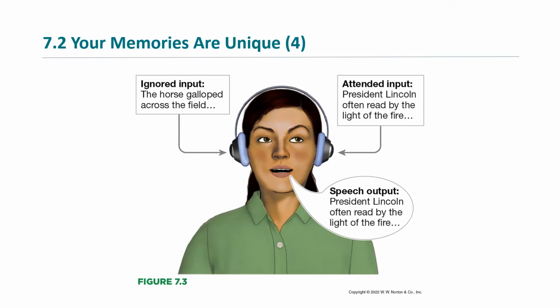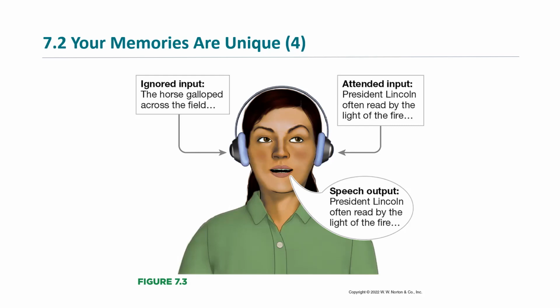And this is an example of one of his experiments. This is called a shadowing task. The participant has headphones on where they receive a different auditory message in each ear, but they've been told to shadow, or repeat, just one of the messages. So this person's been told to repeat the message coming into their left ear, and they have to say everything they hear in that left ear. President Lincoln often read by the light of fire. And in the other ear is coming some other auditory information, such as a horse galloped across the field.